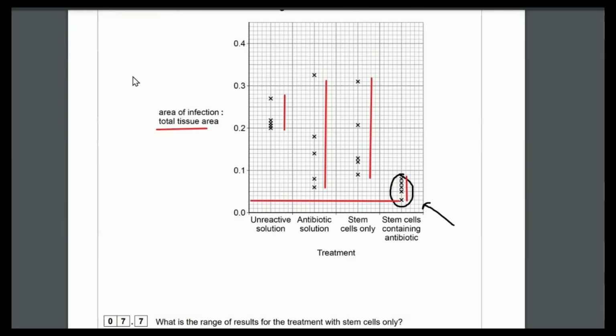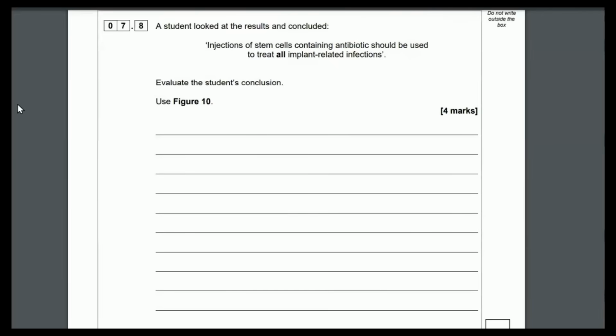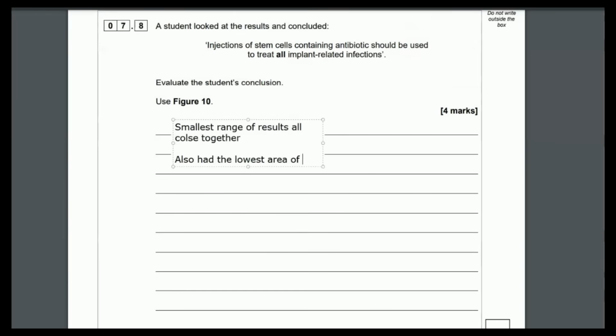So the student's kind of right in that it had the smallest range of results, which shows that it was very accurate and reliable. These results are close together. Also, it had the lowest area of infection. So we might say, yeah, this is the best. You're going to get the least area of your body infected if you use this antibiotic. So these are positive things to say.